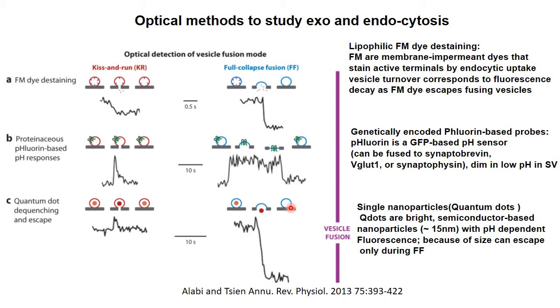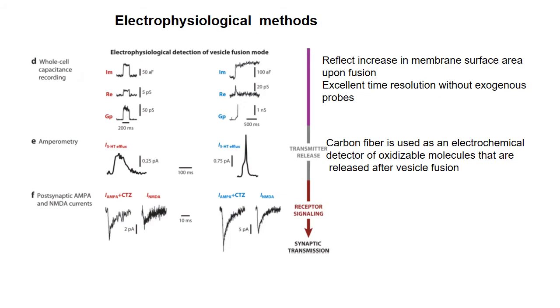So these are optical methods. They allow you to study vesicles and the synapses. These give you the space. As you can see, the time is not extremely fast. This is not as fast as synaptic transmission. In order to have that resolution, you can use electrophysiological methods. You can measure whole cell capacitance. It reflects the increase in the membrane surface area upon fusion. When a vesicle fuses with the membrane, it's going to increase the membrane surface.